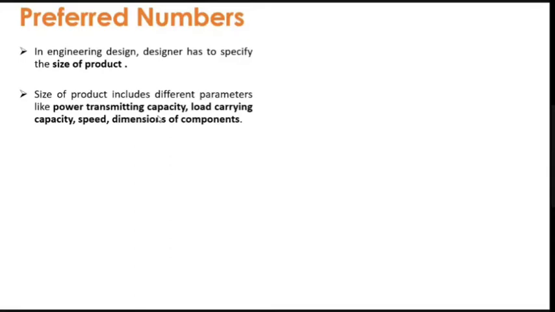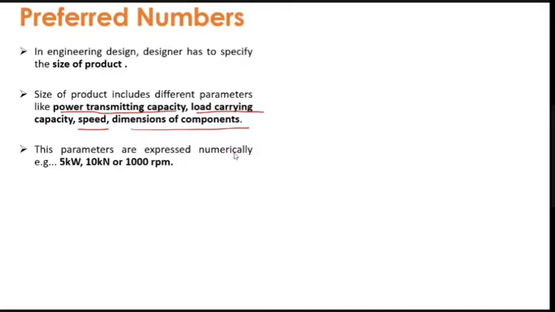Now, what do I mean by size of the product? The size of the product means, for example, not only the geometric dimensions. Try to understand this. The size of the product includes the power transmission capacity, maybe the load carrying capacity, maybe the speed and the geometric dimensions of the component. Okay, so this all comes under the size of the product, right?